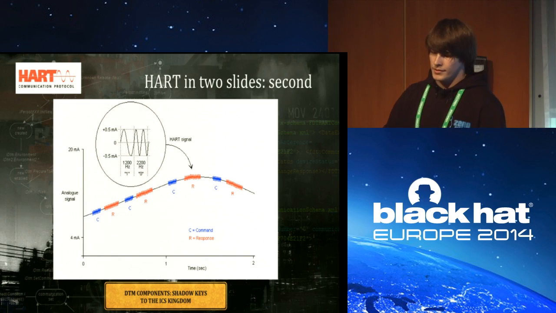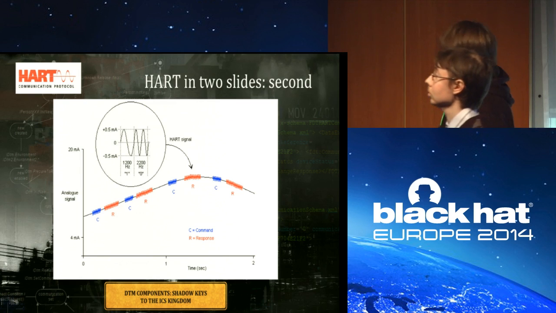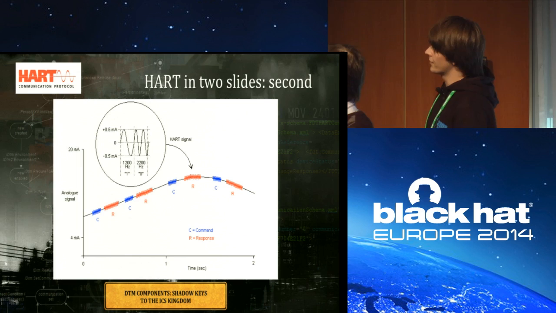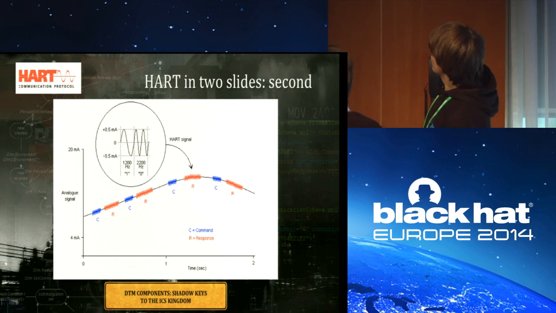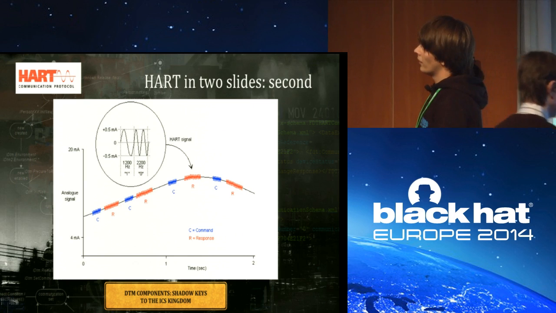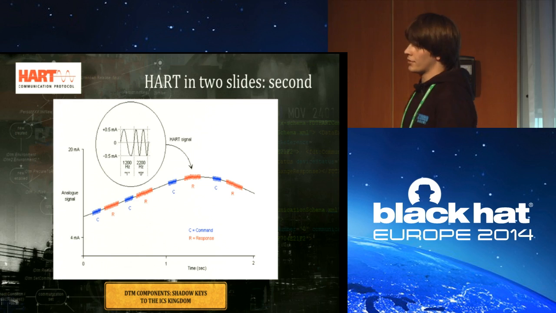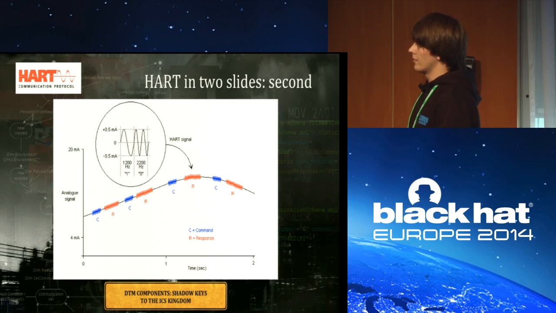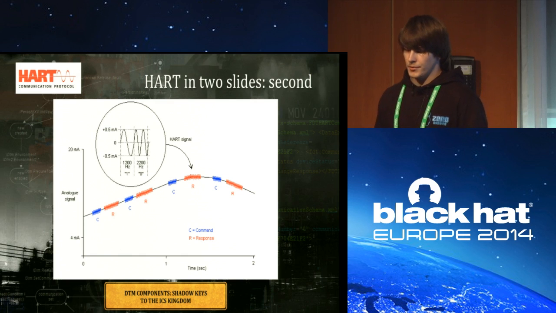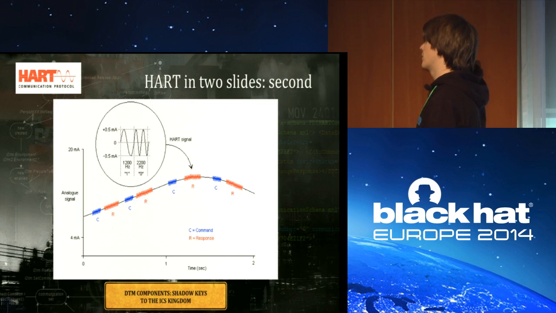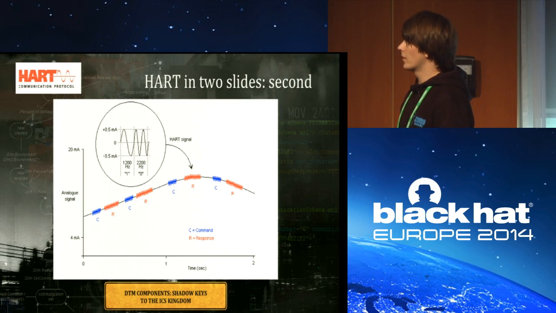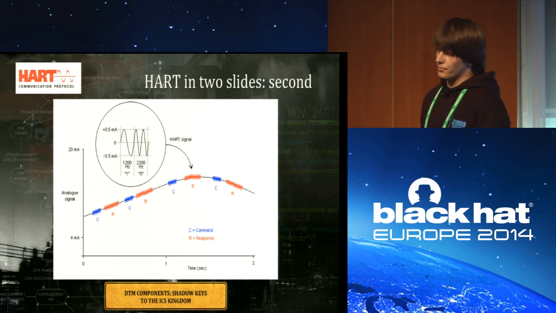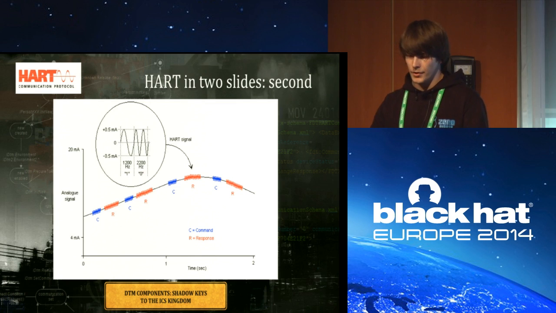In this picture you can see how HART frequency shift keying works. As I said, HART uses a master-slave communication scheme. It means that the master is a control component, my system, asking the device, and the device then answers. It uses frequency shift keying: true bits are modulated with 1200 Hz frequency, and false bits are modulated with 2200 Hz.